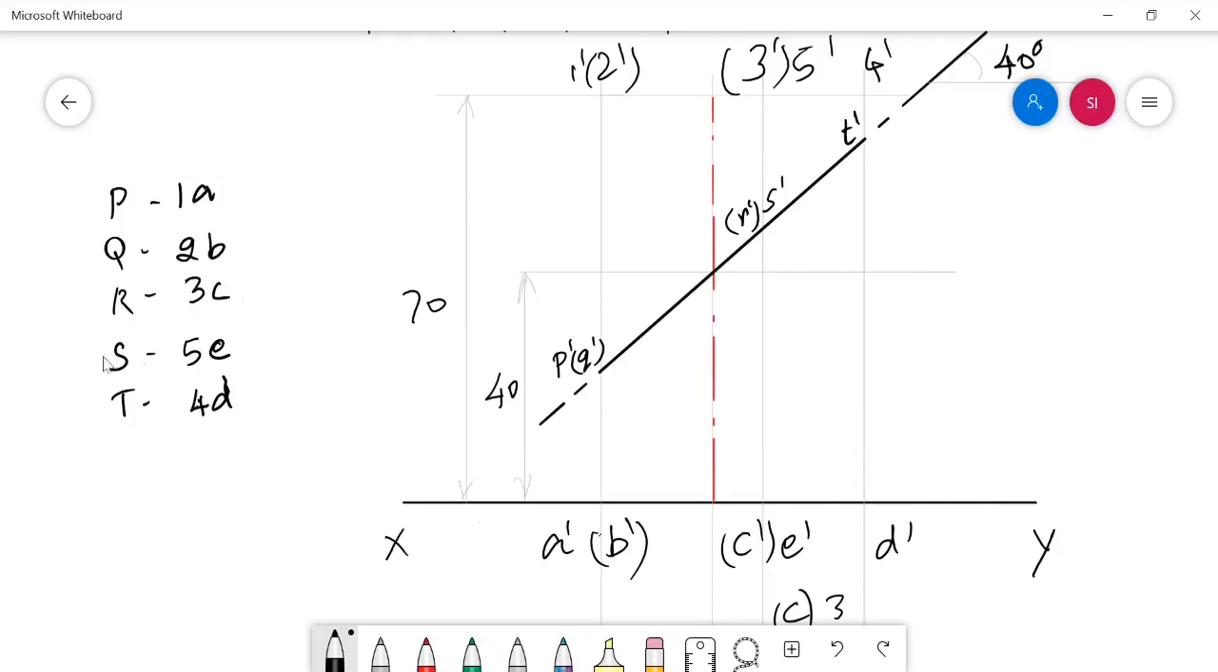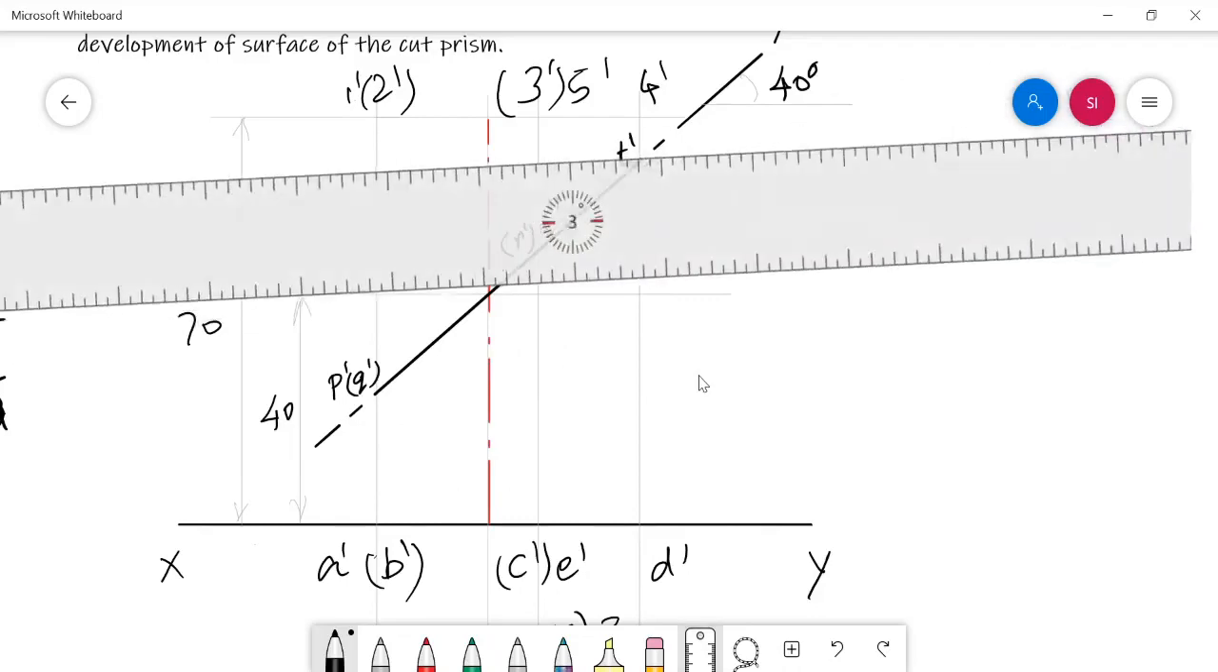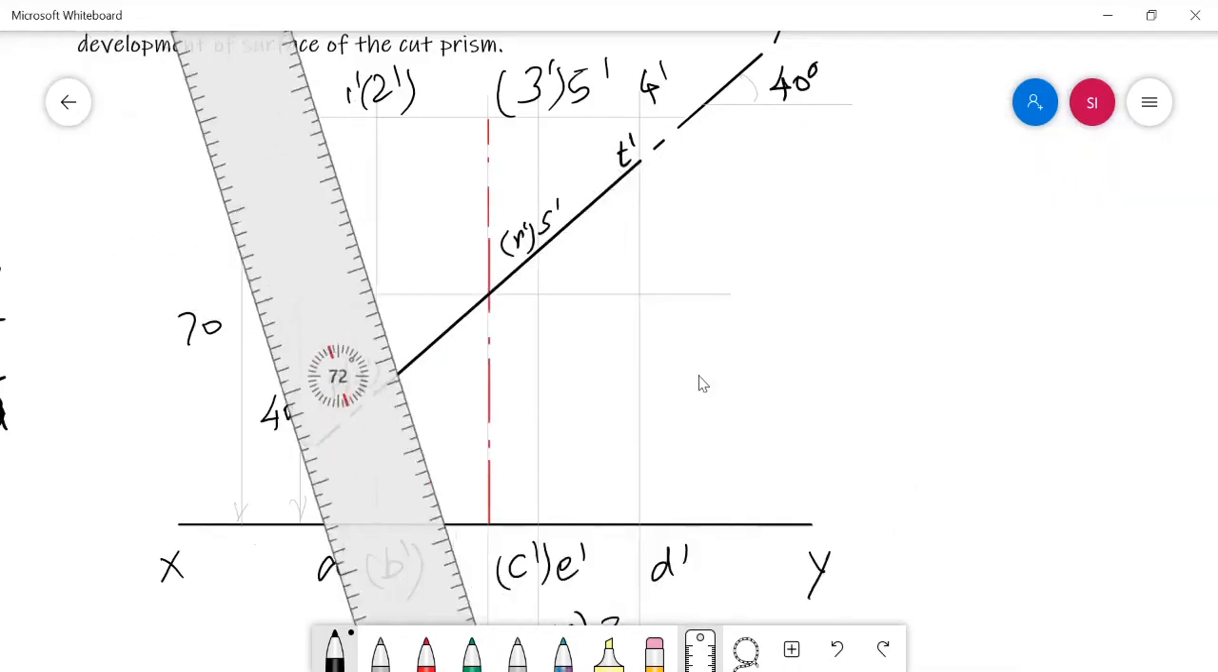Just for our reference purpose, we are noting the address of each and every cut point, and then we need to highlight the retained portion in this front view. The portion just above this cutting plane can be considered as the removed portion, and the bottom is nothing but the retained portion. Darken the edges in the retained portion by using the HB pencil.